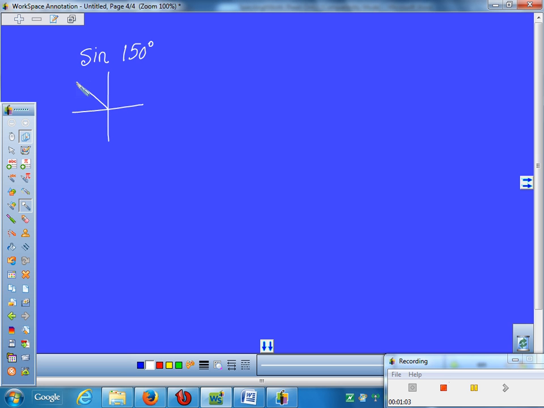It's going to land in the second quadrant. Now, remember when we draw our triangles, we always draw them down to the x-axis? So you want to know what's that little angle between 150 and 180? That's 30. That's called your reference angle because it's the angle you reference in your table.